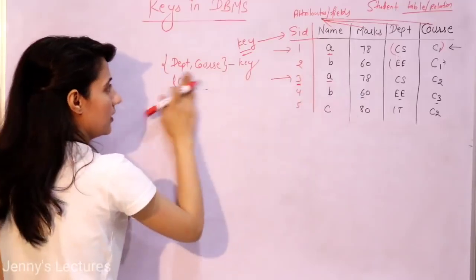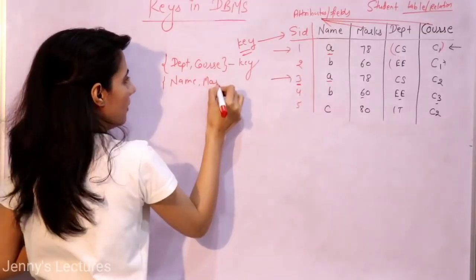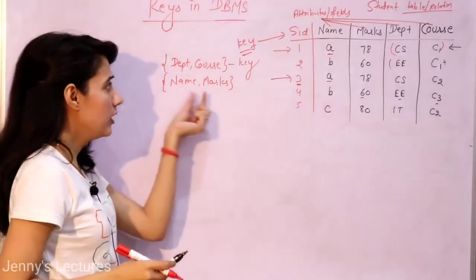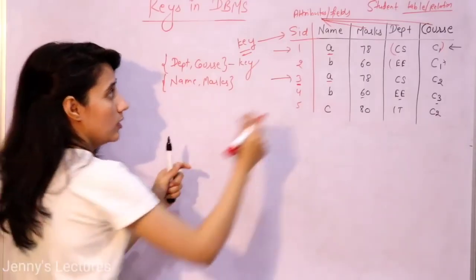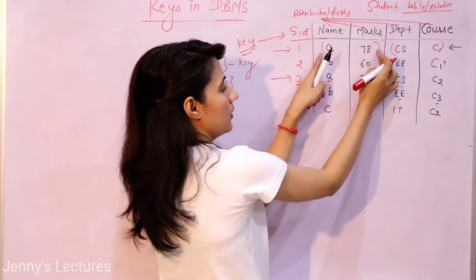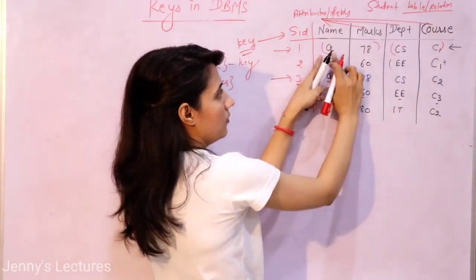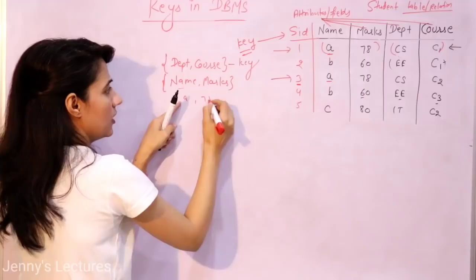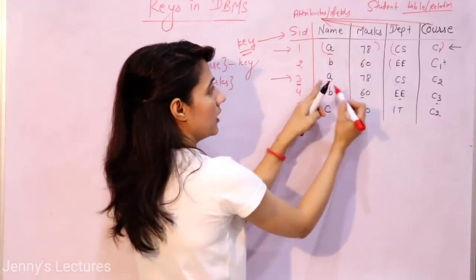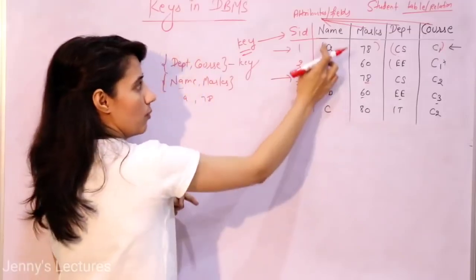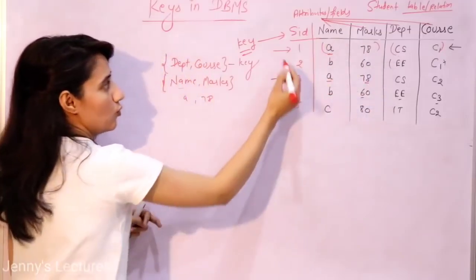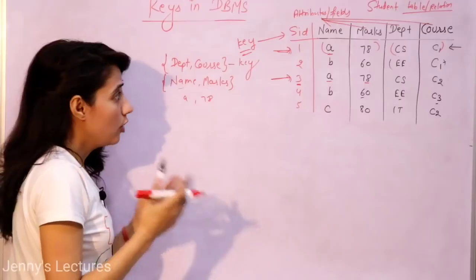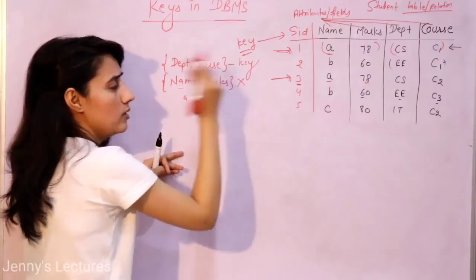Fine. For this relation, now let us take name and marks. Can you identify each record uniquely using name and marks? Both name plus marks, now this is a complete unit. Suppose I am saying name is A, and I want to fetch the record where name is A, marks 78. Now check, name is A, marks 78, but here also we have A 78. This combination is at 2 places. So you will fetch this tuple or this tuple, we don't know, right? So we cannot uniquely identify using name and marks. So this is not a key.